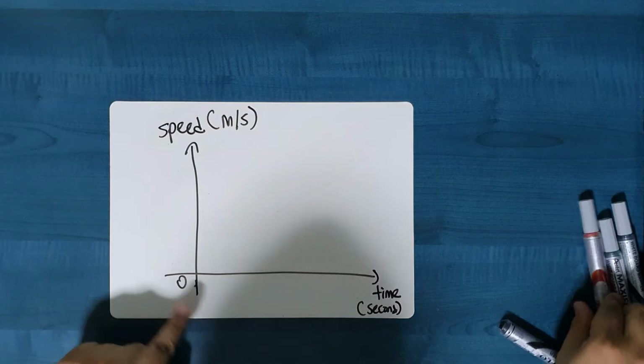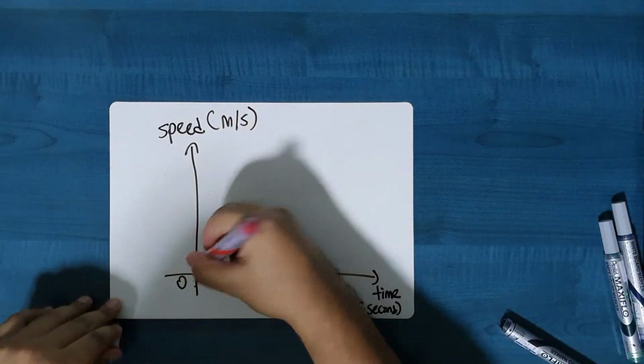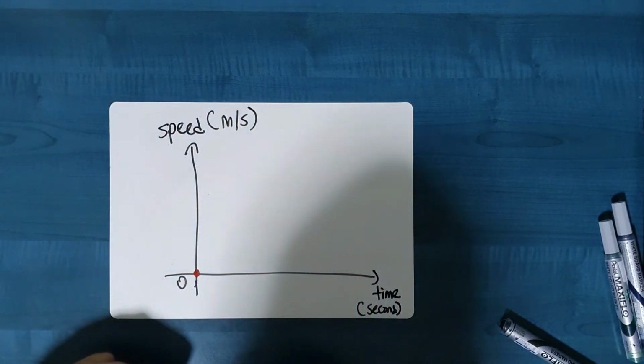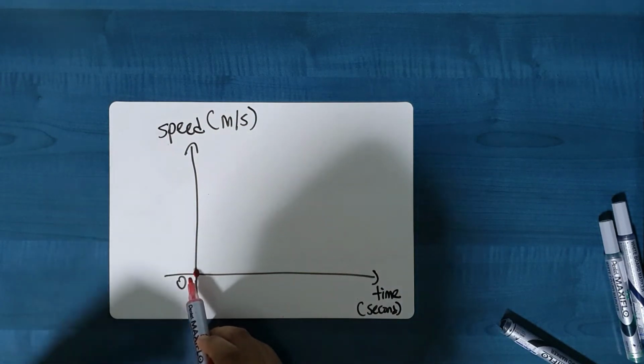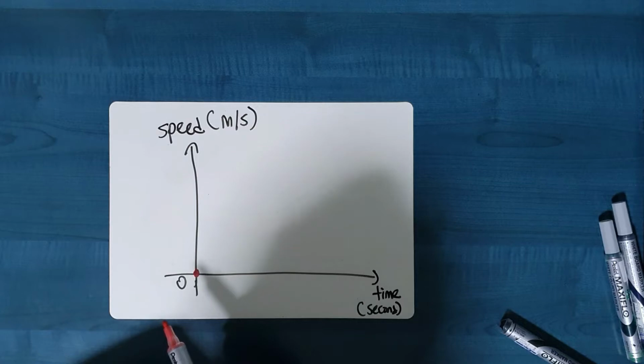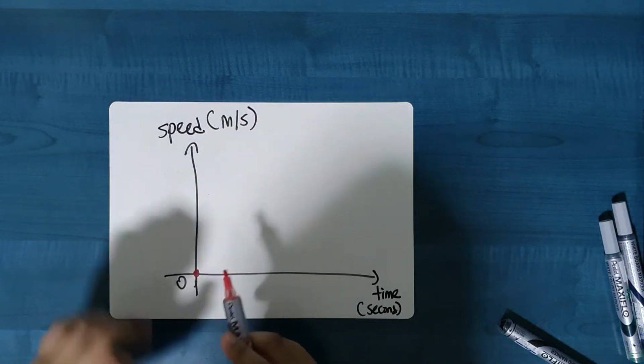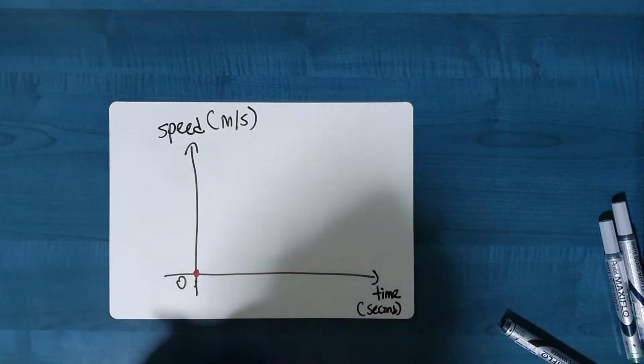Now, this point here is 0, 0. What does it mean? This is when time is 0. That means in the beginning, the speed is 0. That means in the beginning, the speed of this moving object is 0.